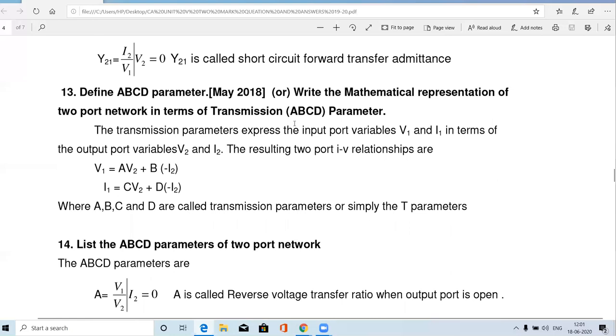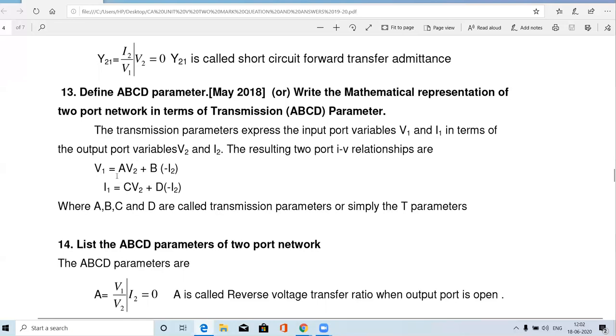Then define the ABCD parameter. It's a May 2018 question: write the mathematical expression for the two-port network in terms of transmission parameter or ABCD parameter. The other name of ABCD parameter is transmission parameter. Here we are going to express the input voltage and input current as a function of output voltage and output current.